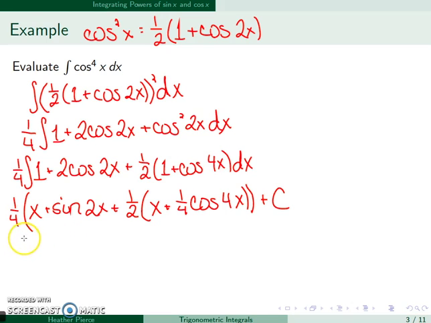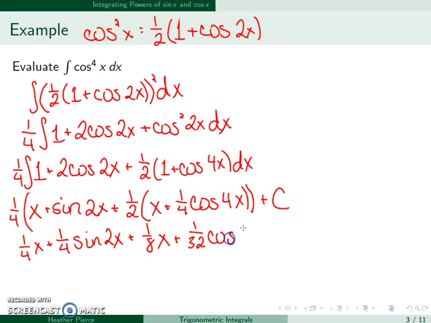Simplifying this a little bit, I have 1/4 x plus 1/4 sine 2x plus 1/8 x plus 1/32 cosine of 4x. Or sine, sorry, this should be a sine, since the integral of cosine is sine.